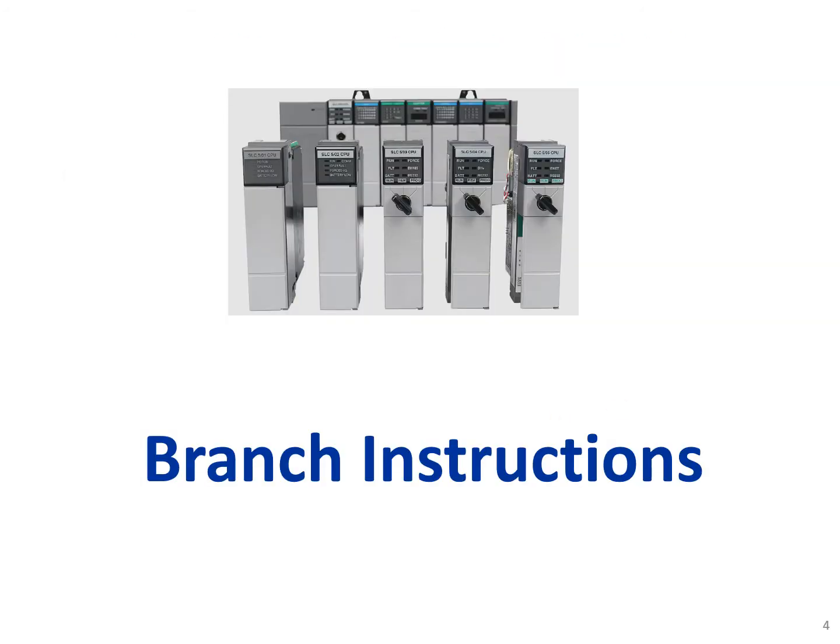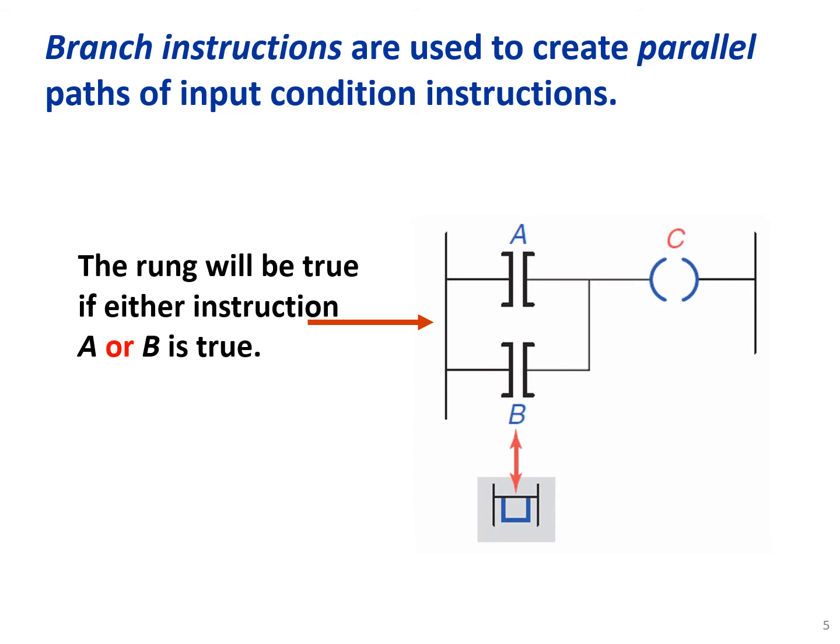Branch instructions. Branch instructions are used to create parallel paths of input condition instructions. A rung will be true if either instruction A or B is true. So either of A or B, it is like an OR condition here. Then the C will be true.